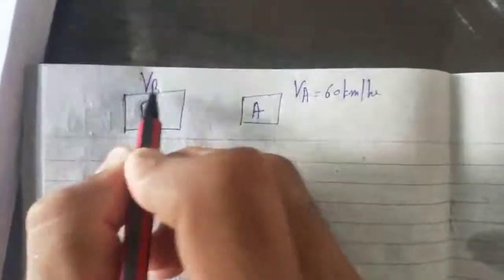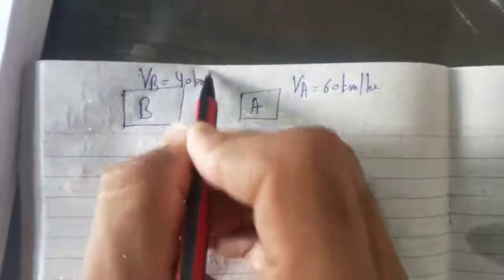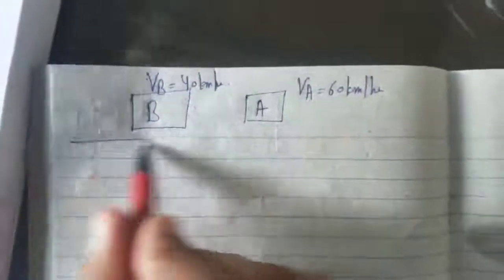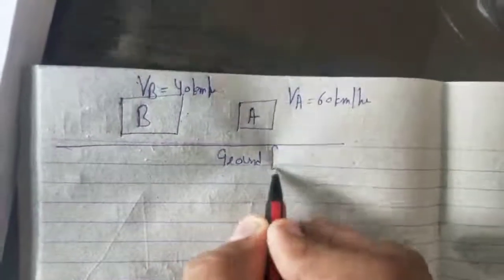Suppose the same car A is moving with 60 km per hour, and B is also moving with 40 km per hour. Same example. And this is the road, and this is the ground. Ground is at rest.